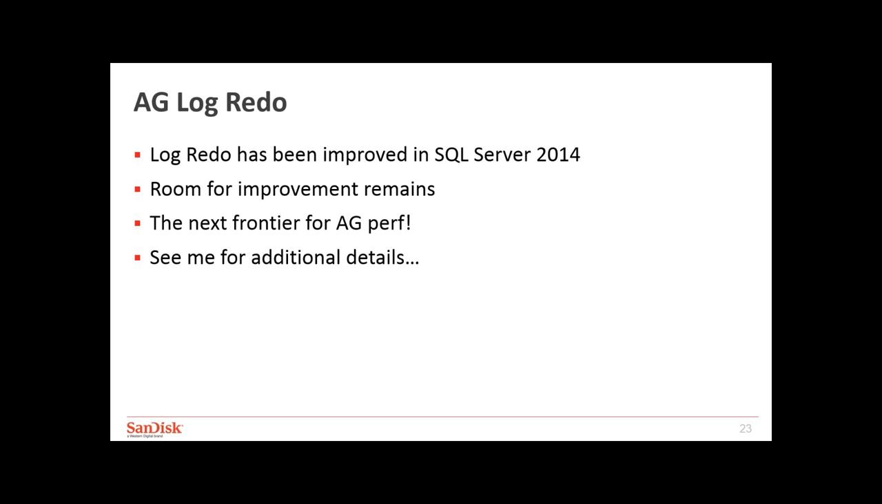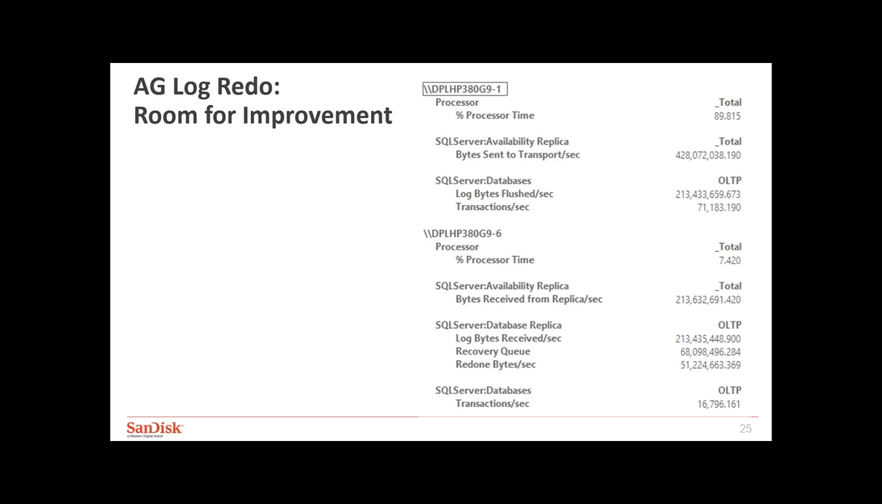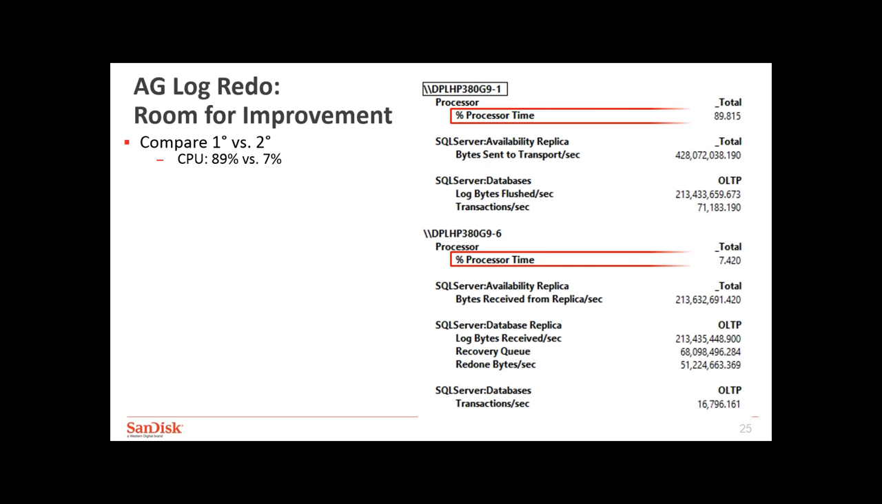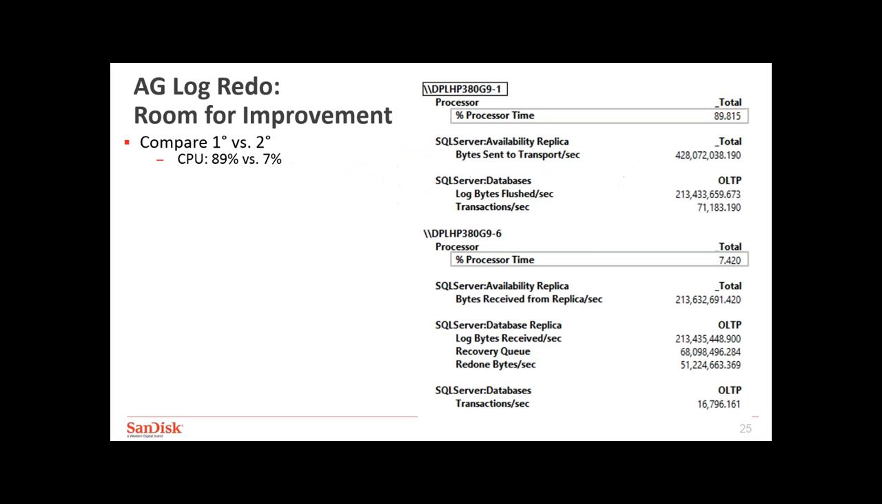I have slides for additional details, because normally during a presentation I don't talk about this. But lucky you, I unhid my slides, and we're going to dive into them. So let's walk through this. I want to make sure that you get this, so I'm going to present the concepts as coherently as I can. First of all, we're going to compare the CPU on the primary to the secondary.